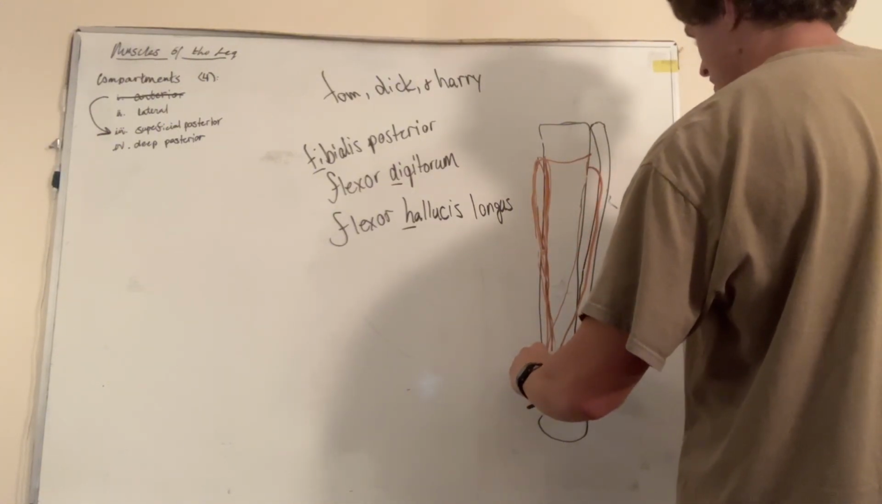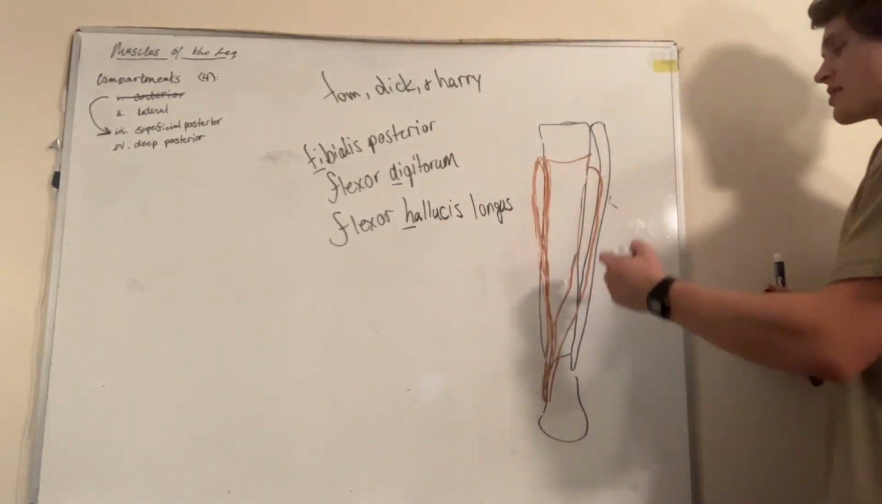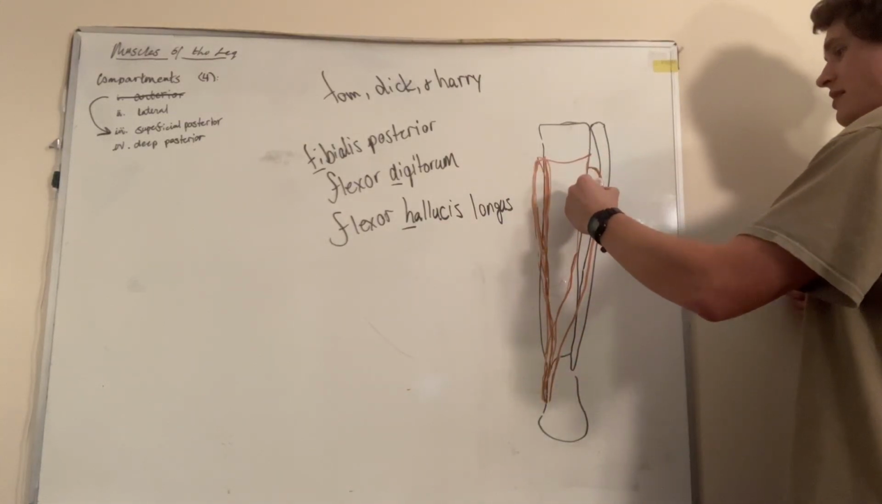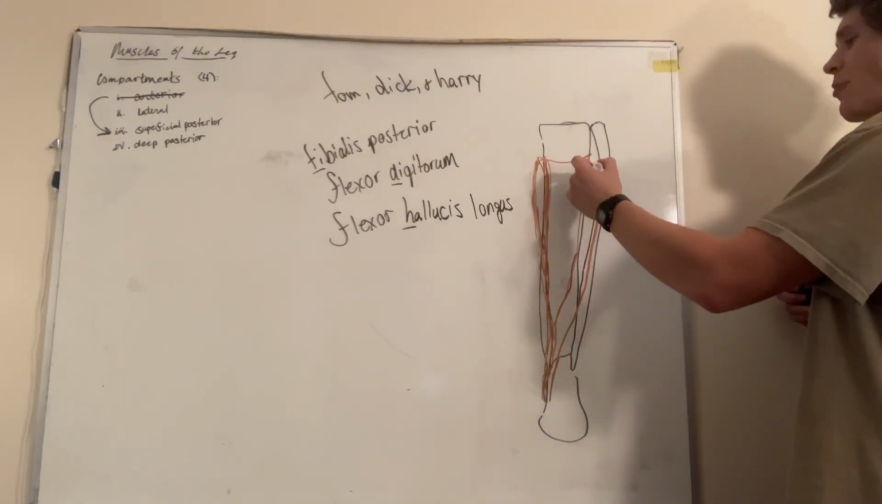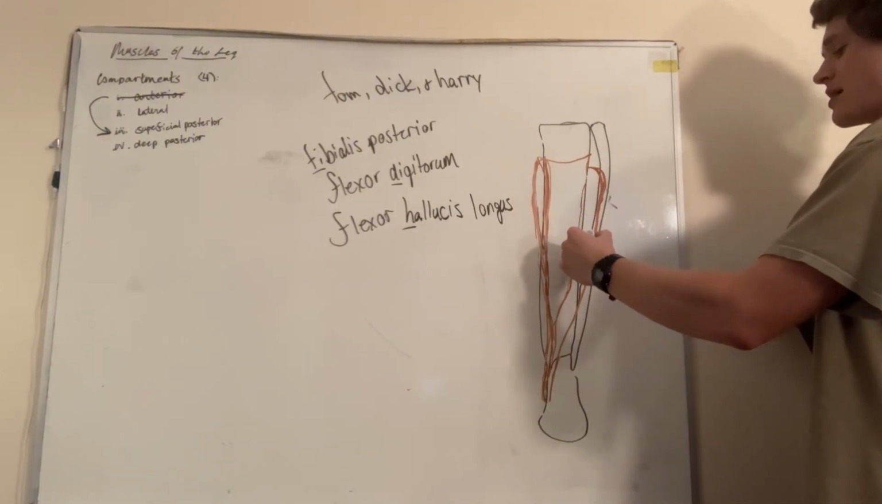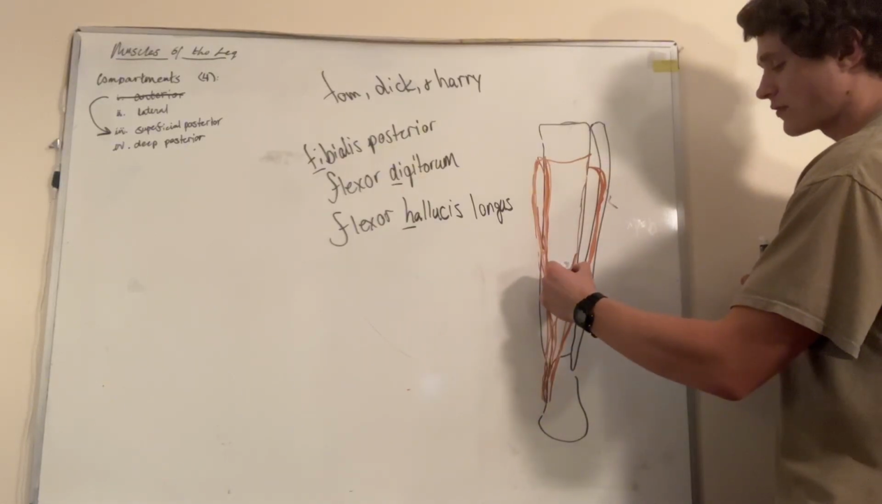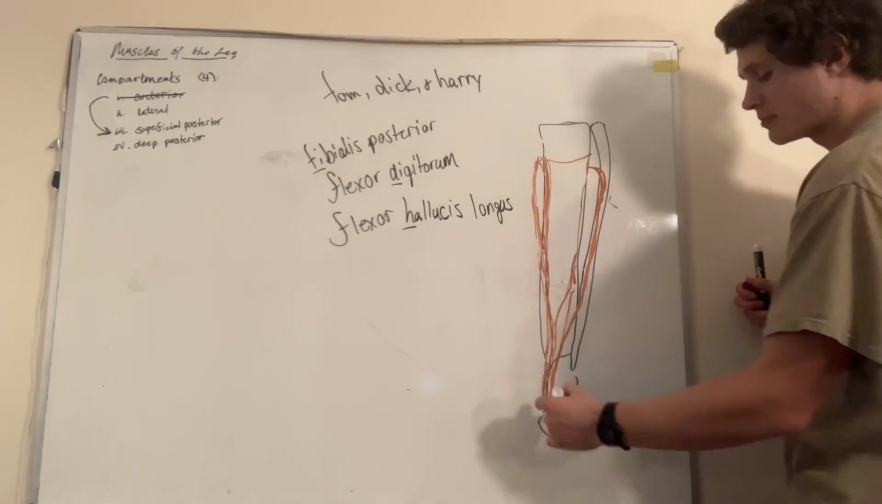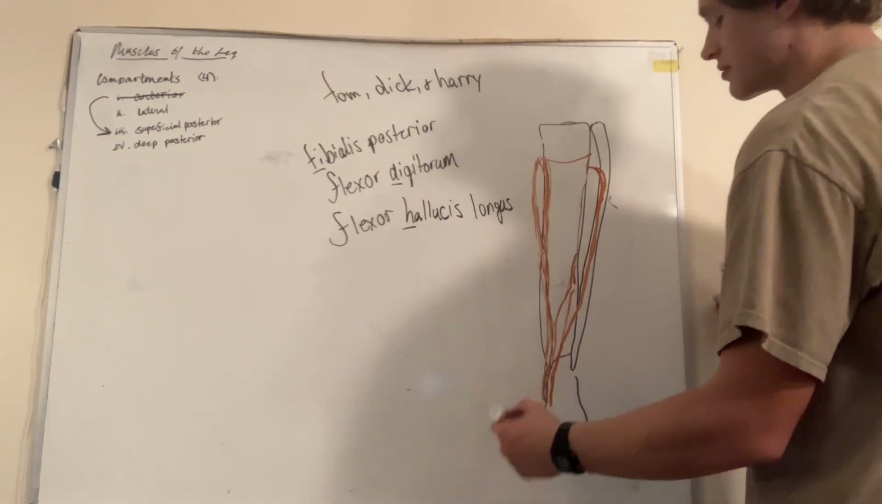That comes in last. And this one has an interesting origin because it kind of sits over maybe a little bit of the interosseous membrane, but a much more lateral origin nonetheless. Over here on the fibula, it tapers off again to a long tendon that wraps around the medial malleolus, your medial part of your ankle, and goes down into the foot.